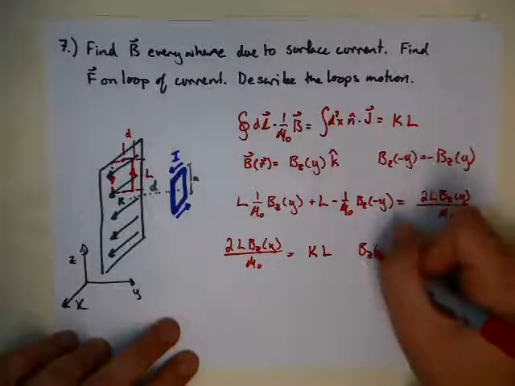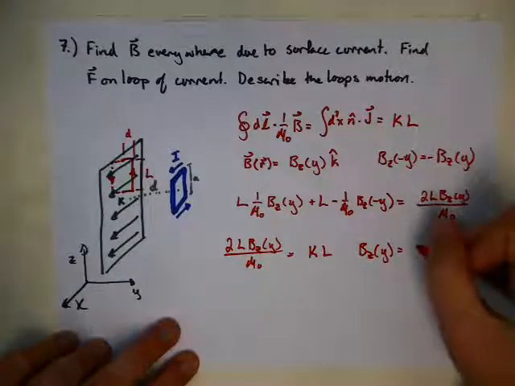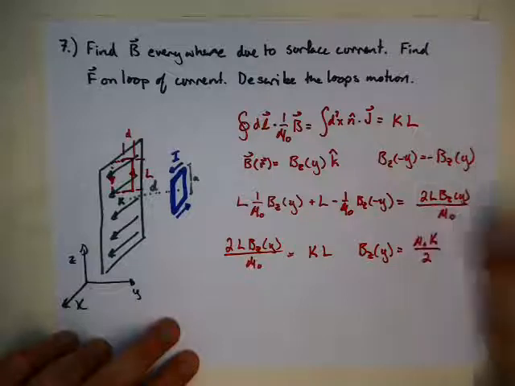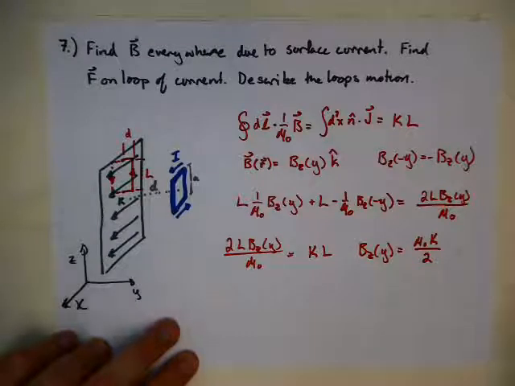Or I can find that the Bz component as a function of y is simply mu naught K over 2. The L's are going to cancel. So it turns out to be somewhat independent of y. It's still actually a function of y because of this.